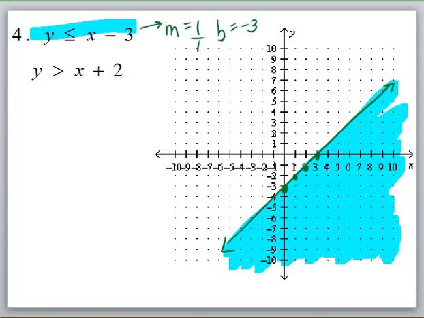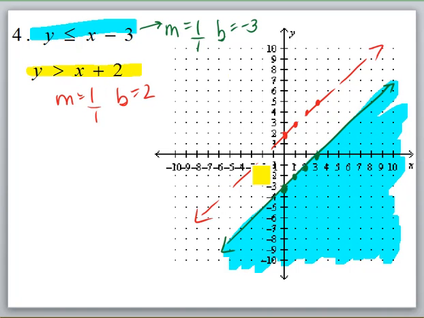The next one here, I would be having y equals 1 and a b is 2. So I go up 1 over 1 from a b of 2, up 1 over 1, up 1 over 1. Well, this is a dotted line. I've got two parallel lines, so what I'm going to do then is I'm going to shade, because it says above, I'm going to shade above the line.